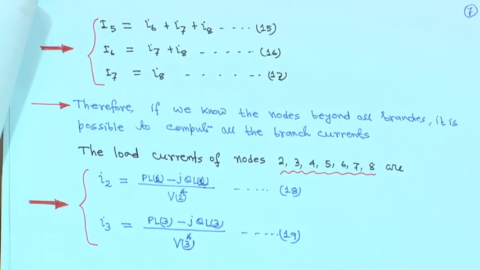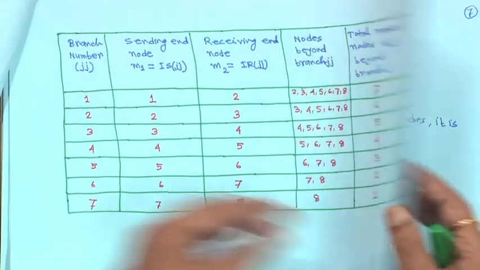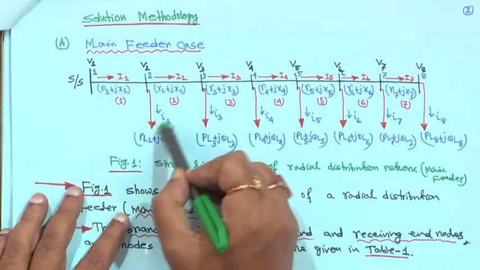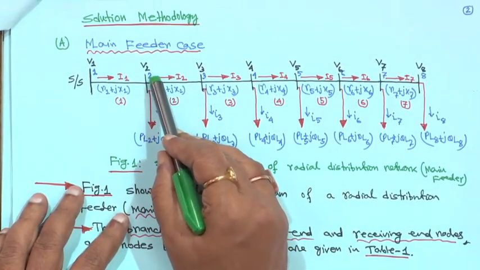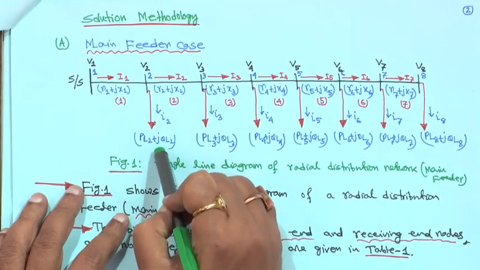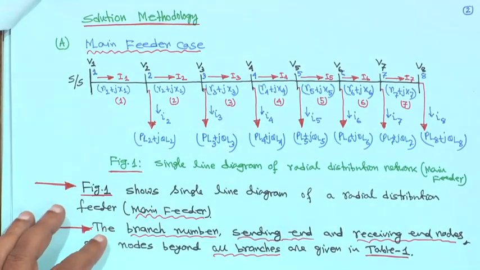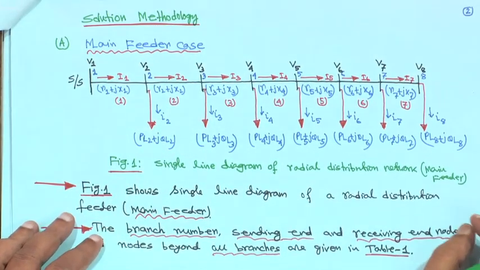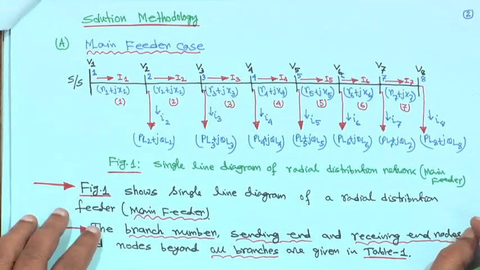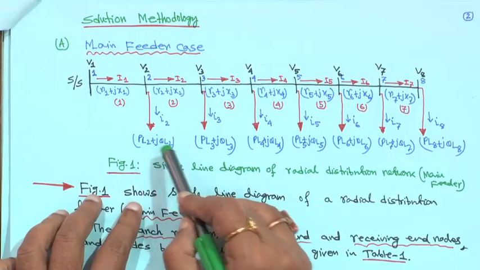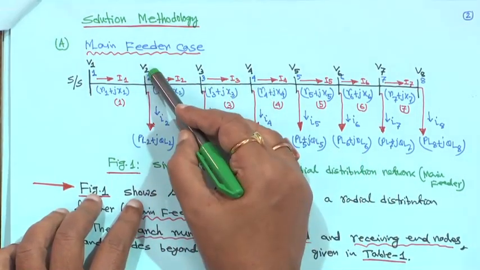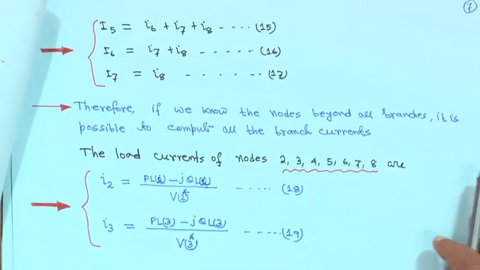So, now the load currents of node 2. Look, this is the node where the voltage is V2, and this is the load connected, PL2 plus JQL2, and I2 is the current going through the load. You know from load flow studies in general, P minus JQ is equal to V conjugate I. This we have studied in our power system analysis load flow studies. Therefore, you can write PL2 minus JQL2 is equal to V2 conjugate into I2. That is why we are writing here.